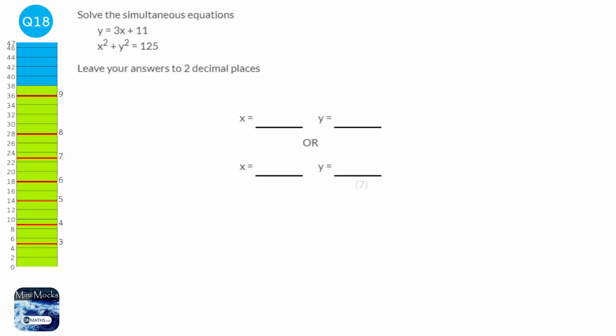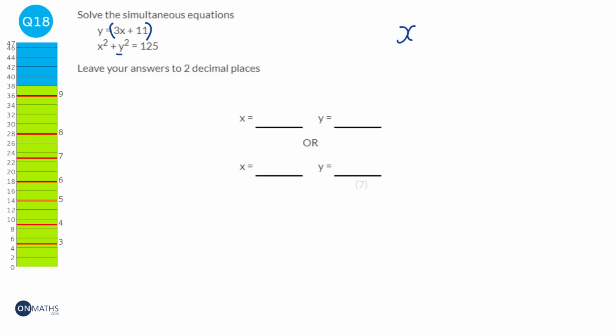To solve when we've got 2 equations that aren't linear, and here we've got a linear and a circle equation, what we're going to do is solve by substitution. We're going to substitute one into the other. So here we're told that y is equal to 3x plus 11, and we actually have a y in our second equation. So we're just going to substitute it in.